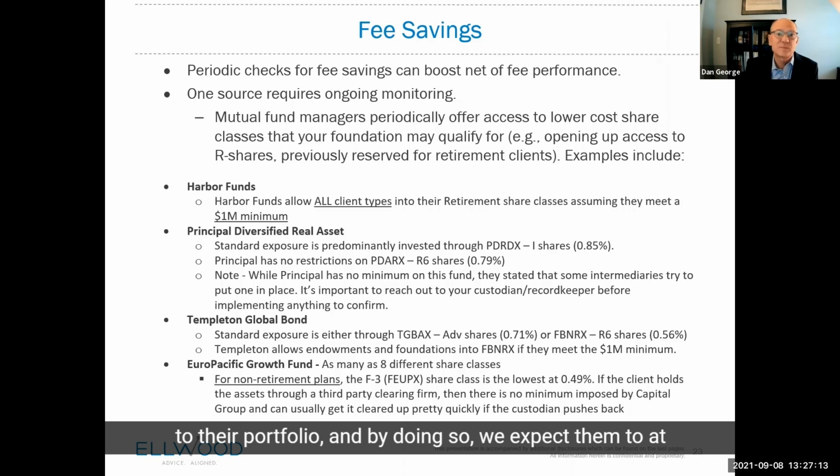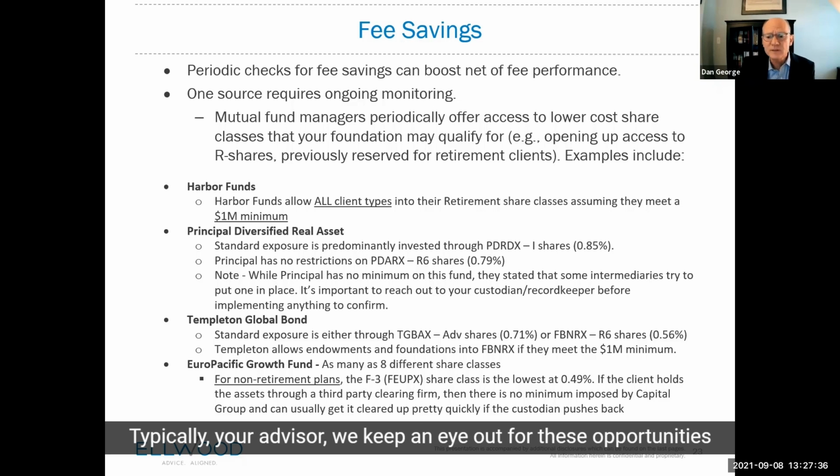And by doing so, we expect them to at least add 0.71% worth of value versus their benchmark index. But if now we only have to pay 0.56%, we would still expect them to clear that prior margin of 0.71%, and we get to keep the extra 15 basis points to help us meet our net of fee investment objective. Typically, your advisor would keep an eye out for these opportunities because, as I mentioned, they're not often clearly advertised when they develop.